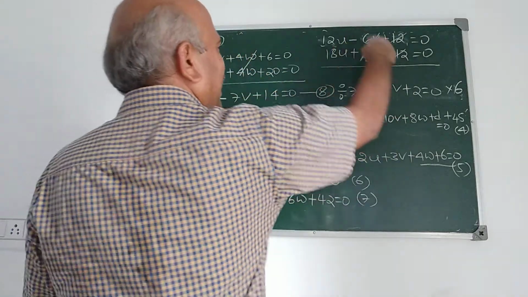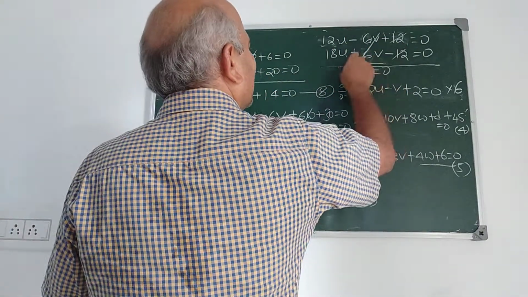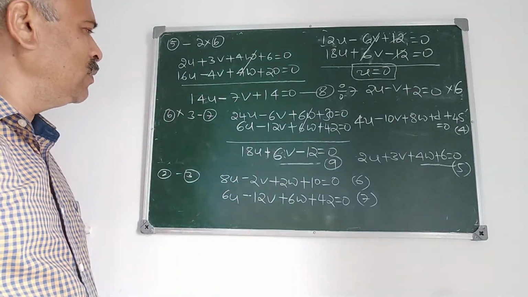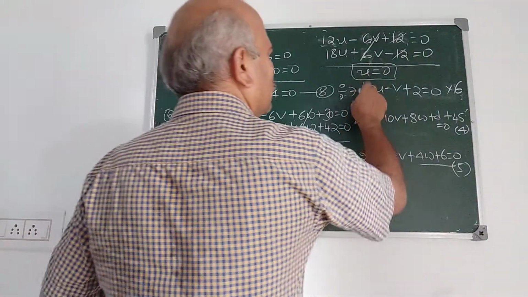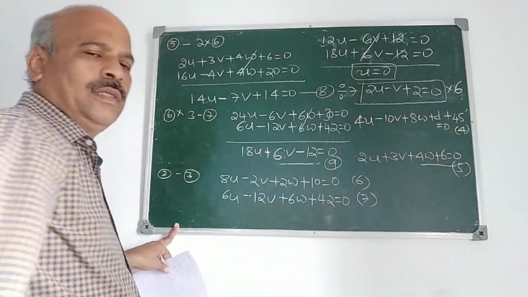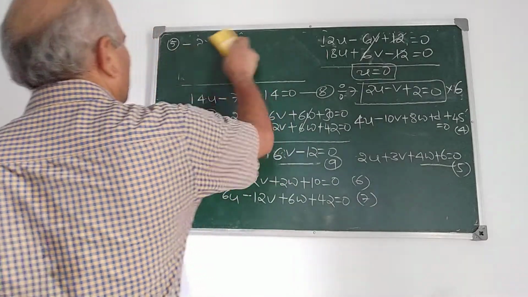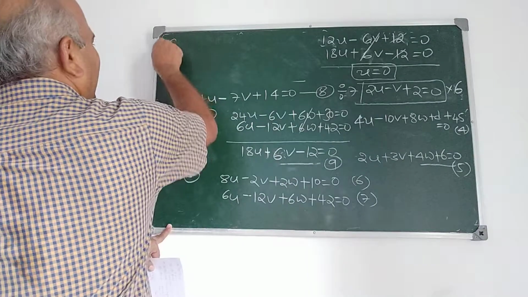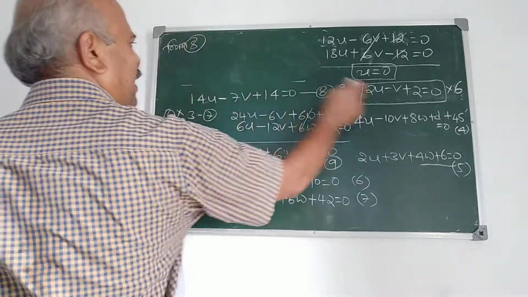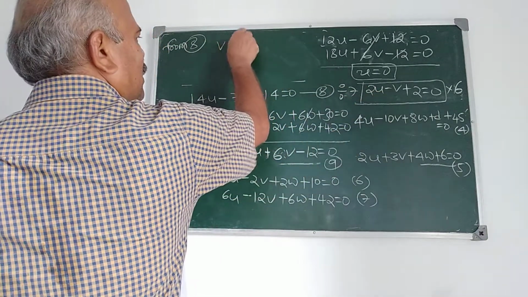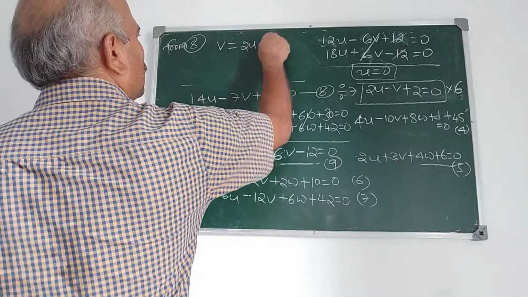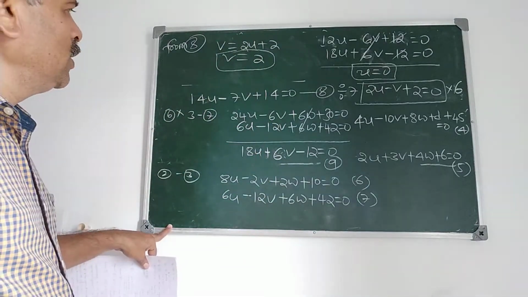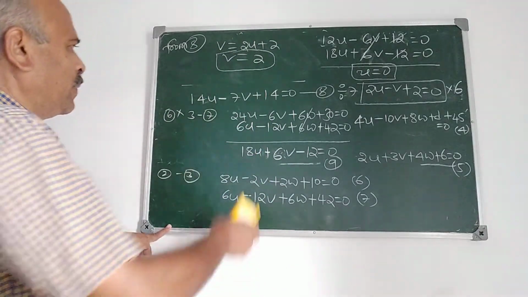Correct? This also cancels. Adding, we get u is equal to 0. How do you get v now? You can use this equation to find out v. So I take u is 0. I think you followed this one. U is 0, and from equation 8, V is equal to 2u plus 2. Therefore V is 2, because u is 0. U is 0, V is 2.